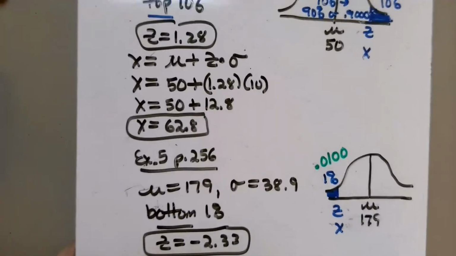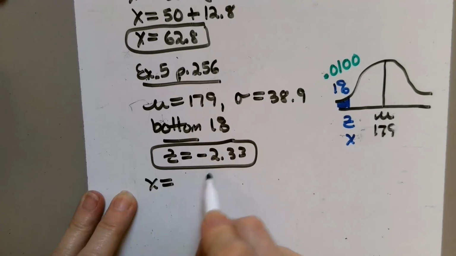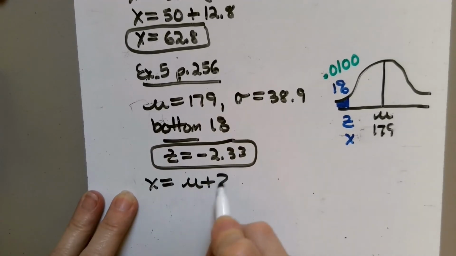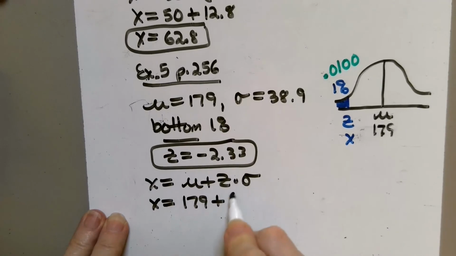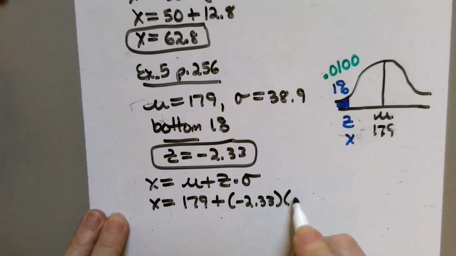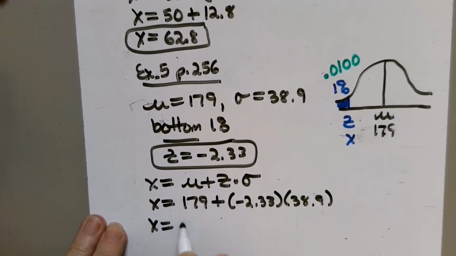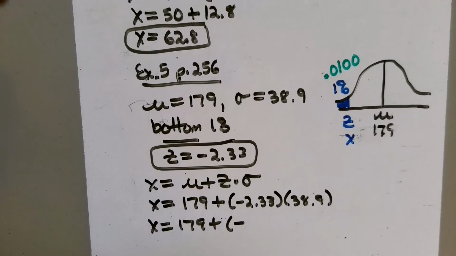Now I am not done, because what I want to do is find what's the cholesterol number for that person. So we have to go to the X formula. X equals mu plus Z times sigma. So we're going to take X equals mu, 179, plus Z we just found, negative 2.33, times sigma, 38.9. So 179 plus, using our friend the calculator to multiply that out, negative 2.33 times 38.9 gives me negative 90.637. Don't lose your negative signs along the way. Plus 179 is going to give me my answer of 88.363.